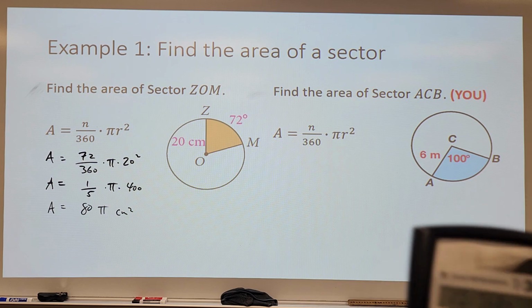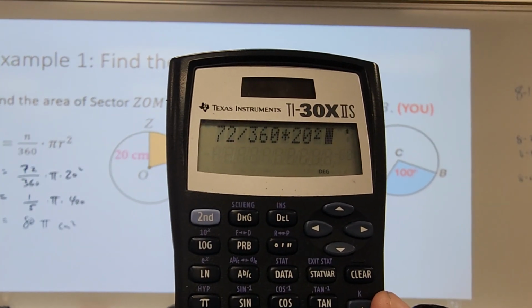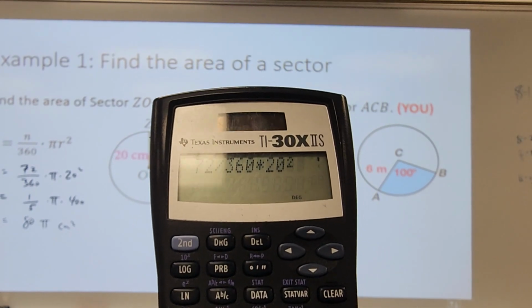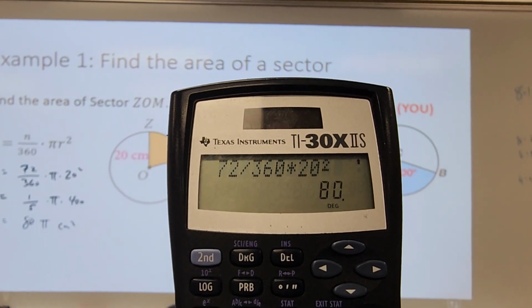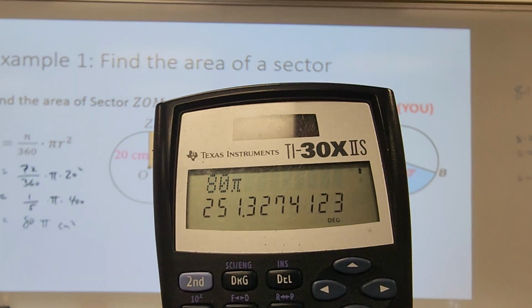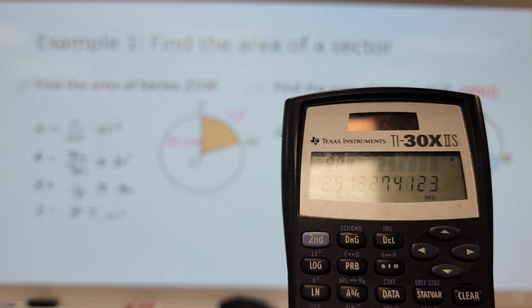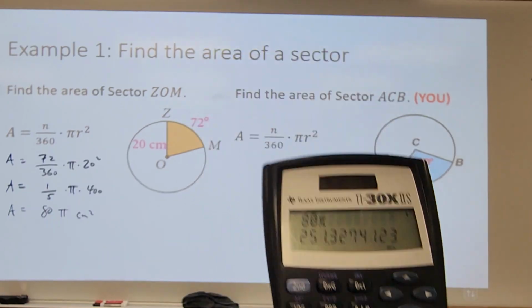And so this is what my calculator looks like, and that's what yours could or should look like: 72 divided by 360 multiplied by 20 squared. It's going to give me the output of 80, all right? And I don't want to use the pi button there because I don't want to approximate this. I want to know it in terms of pi. So we're going to find the area of that sector is 80 pi.